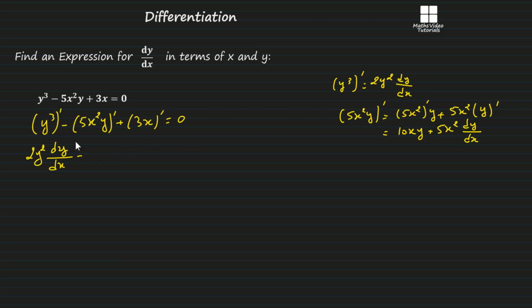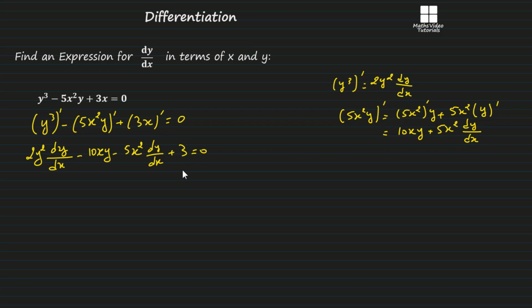Because there is a minus there, we need to bear that in mind when we place it in the equation, so we turn this plus into a minus. We get minus 10xy minus 5x squared dy by dx. And for the next one, the derivative of 3x, we know, is 3, equals 0.